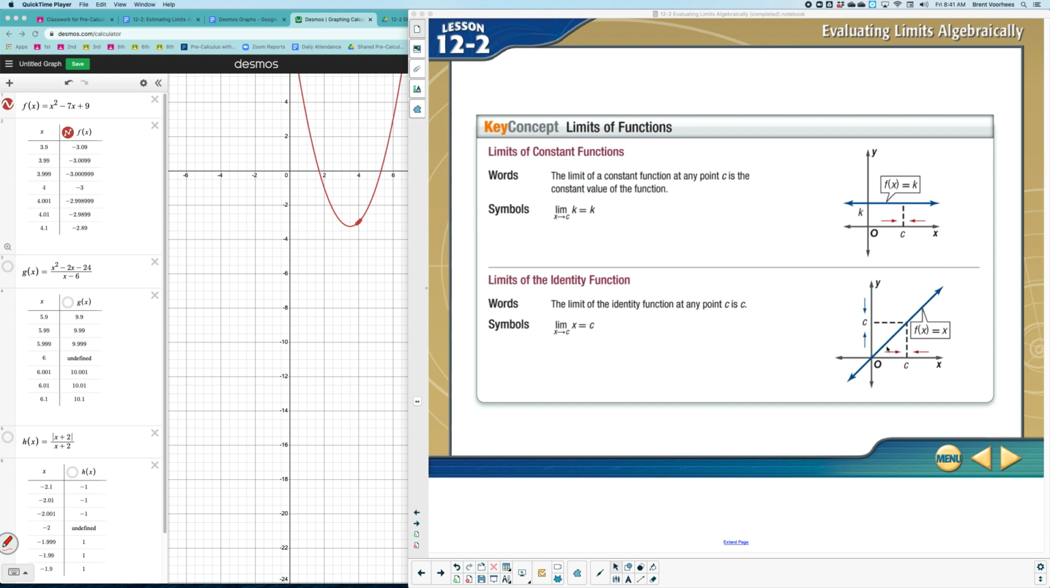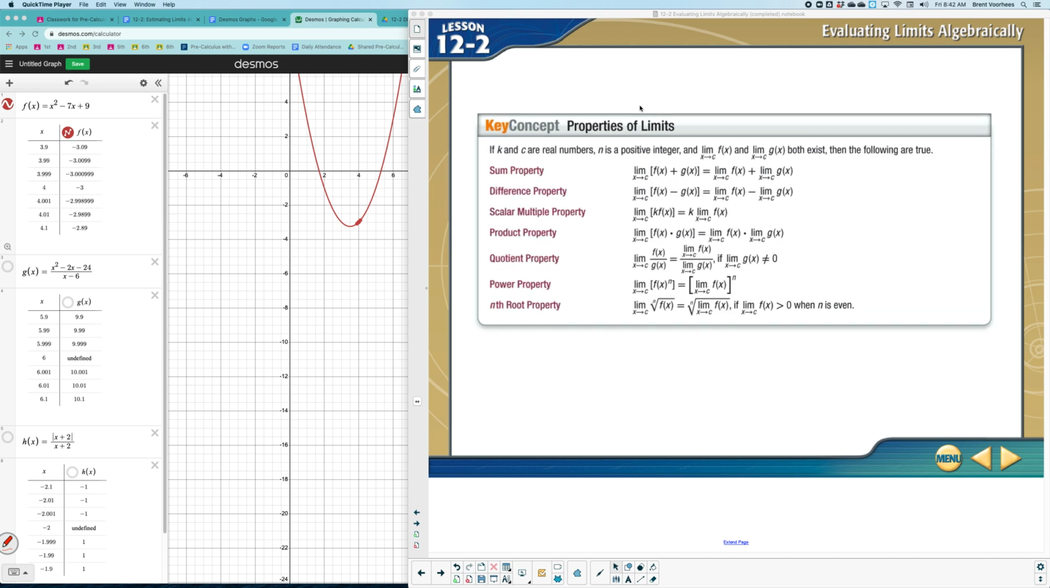Another one is the identity function. If you're looking at the line y equals x, or f of x equals x, and you're asking what's the limit as we approach this value c, the answer will be c, because the identity means the y is equal to the x. So if x is c, y will also be c.